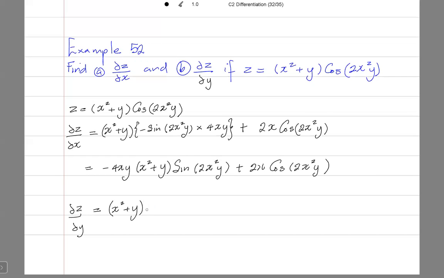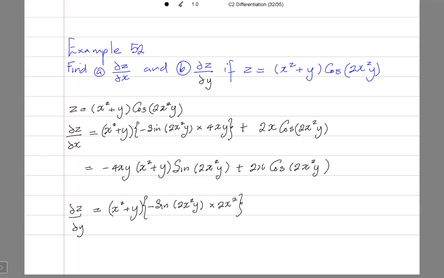When you differentiate cos, you still get minus sine. So it is sine of 2x squared y. Then I have to multiply by the differential of the inside function. The inside function is 2x squared y. If I differentiate that partially with respect to y, treating x as a constant, I'm going to get 2x squared.